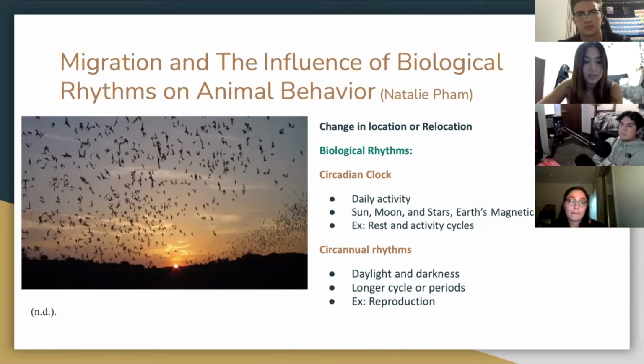And the biggest difference between these two is the circadian clock, which is a 24-hour cycle. That's more like daily activity and rest and activity, whereas circannual rhythms, like reproduction, are a lot longer processes or cycles.